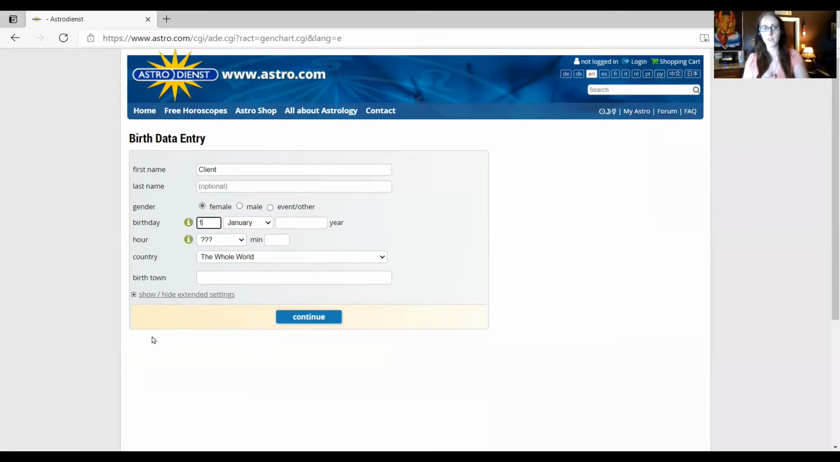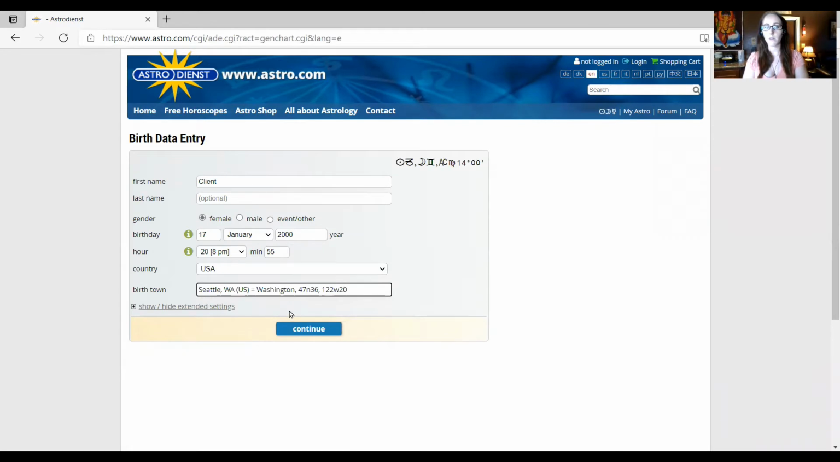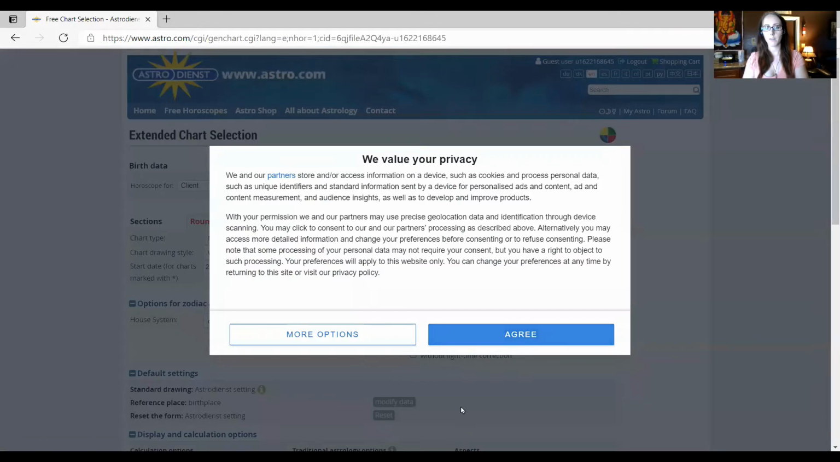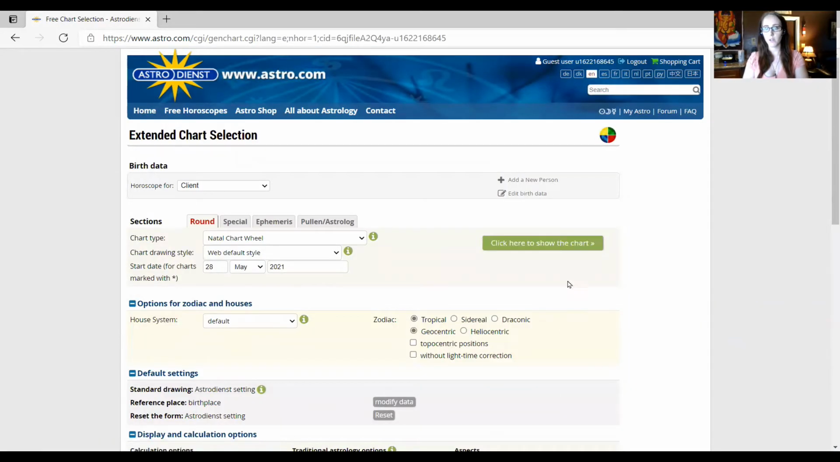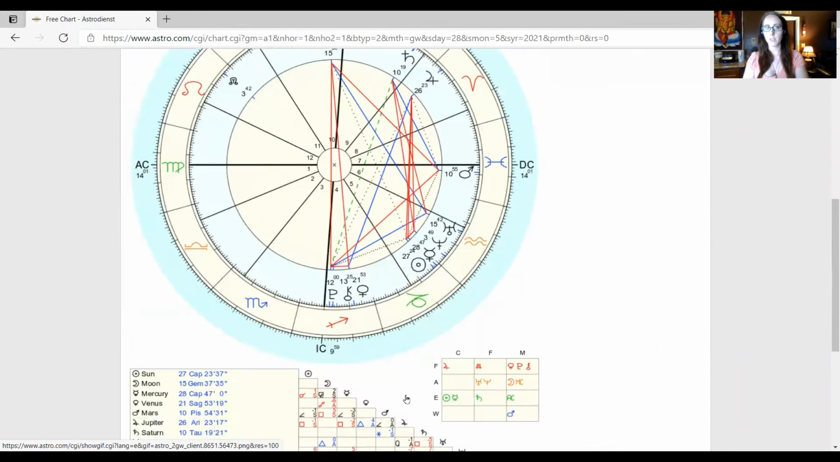Here's where you enter your birthday, and make sure you enter the correct time of birth here and pick where you were born, and then you can write the city and state. And make sure you select it from the drop-down list. If you don't select it, this part won't work. And then hit continue. So then agree. Then click here to show chart. Okay, so this is the chart that you'll see.